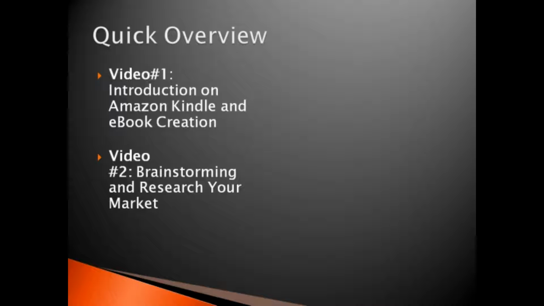Video number 2, we're going to talk about brainstorming and researching your market. Essentially, how to find ideas and topics that you could write your ebook on, and then how to figure out whether it's going to be profitable or not. Because remember, you can do as much brainstorming as you want, but if you don't do the proper research to make sure that there is indeed a hungry market of buyers for that specific niche, then you're really creating all this for nothing. So we want to plan ahead. We want to make sure that it's going to sell. So we've got to brainstorm, and then we've got to research the market.